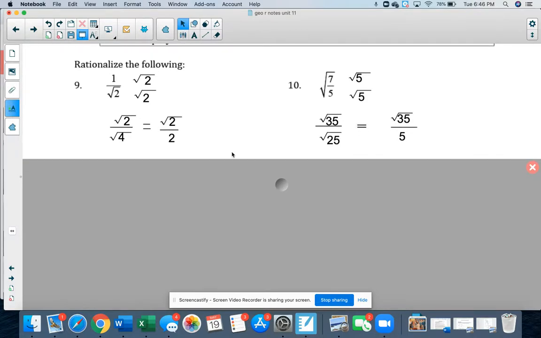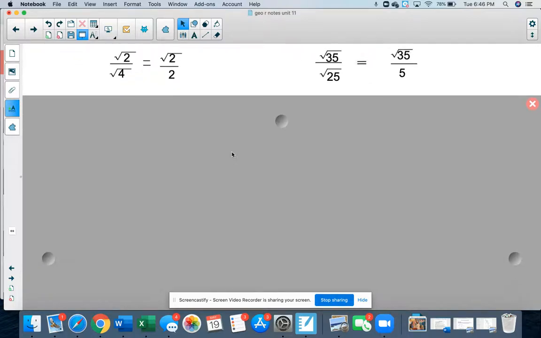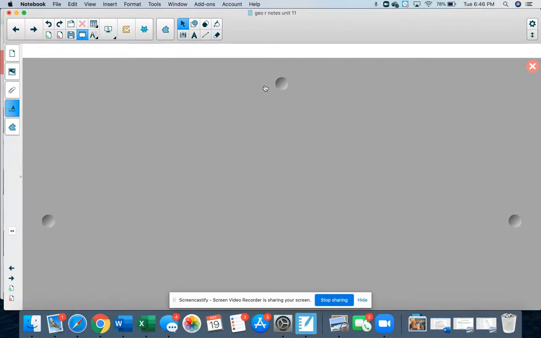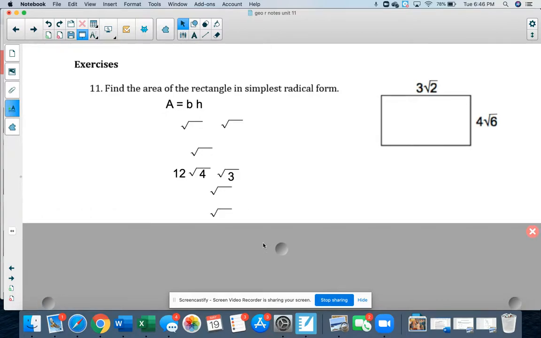All right, and then I just have 2 practice problems. I'd like you guys to try them. So pause the video and try them. They're dealing with radicals in geometry. We have some rectangles. Remember, the area of a rectangle is just length times width. All right, so if you're a little stuck, you can look at this. All right, pause the video, try it, and then turn it back on and check your answers.